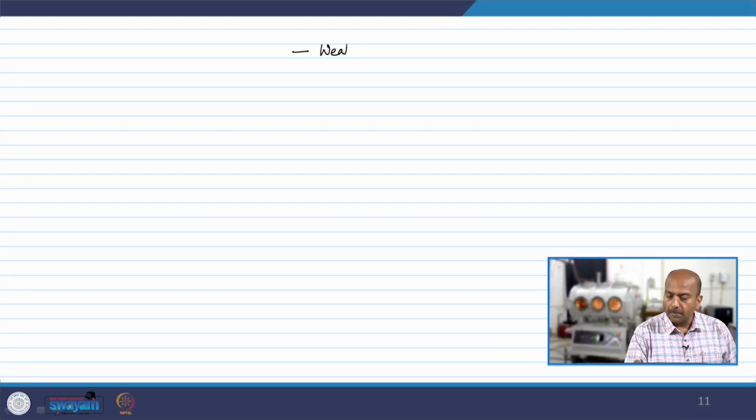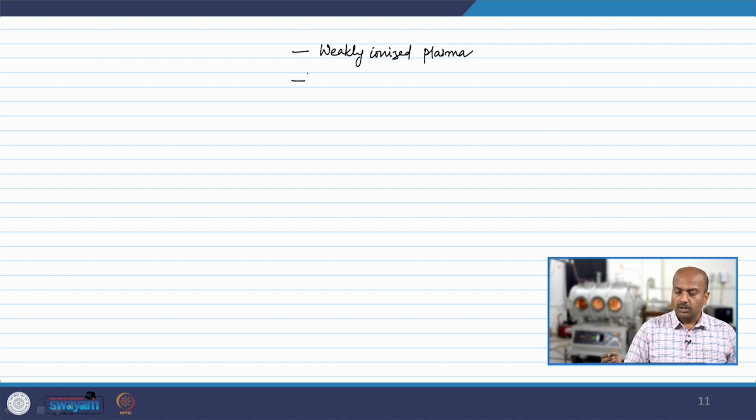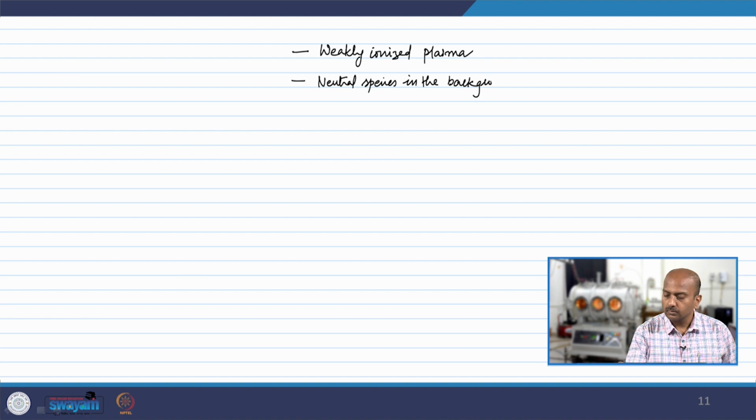To study the effect of magnetic field on diffusion, we consider a weakly ionized plasma in which electrons and ions are non-uniformly distributed across the length of the plasma confinement and in the constant background of neutral species. So, what do we consider? Weakly ionized plasma. That means there will be a lot of neutral species in the background. And non-uniform distribution.